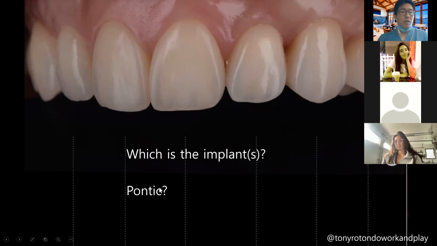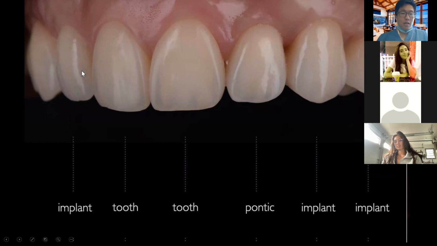So guess which is the implant? All right, here's the answer. So this is the implant, this is a tooth, this is a pontic, and this is an implant, this is an implant. This is some really high level dentistry that, once you've mastered implant dentistry, you can achieve.